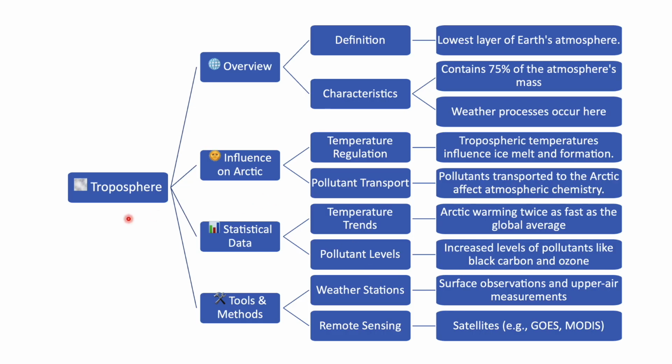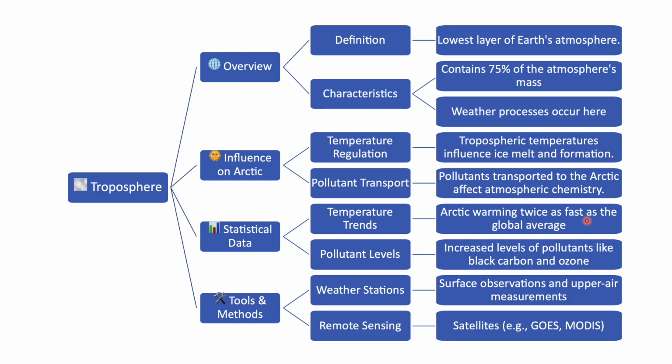And what is the troposphere? Very basic information about the troposphere. This is the lowest layer of Earth's atmosphere. And what are its characteristics? It contains 75% of atmospheric mass. Weather processes mainly occur in this particular region. Tropospheric temperature influences the ice melt and formation, especially in the Arctic region. The pollutants are basically transported to the Arctic, which affects atmospheric chemistry. So that is the major reason the troposphere is causing changes to the Arctic region.